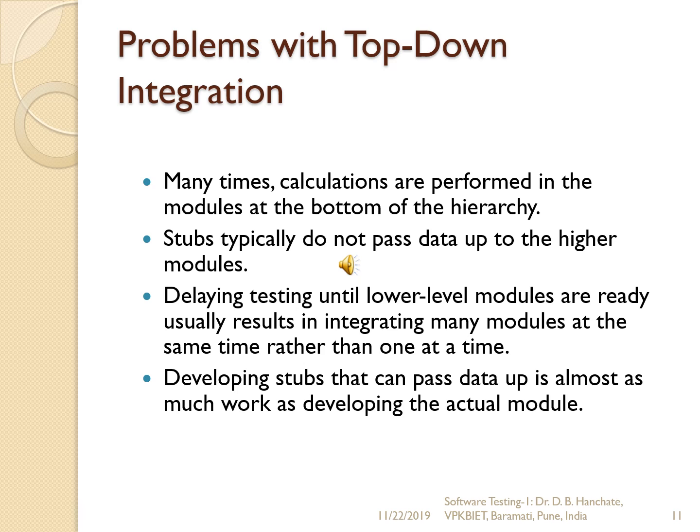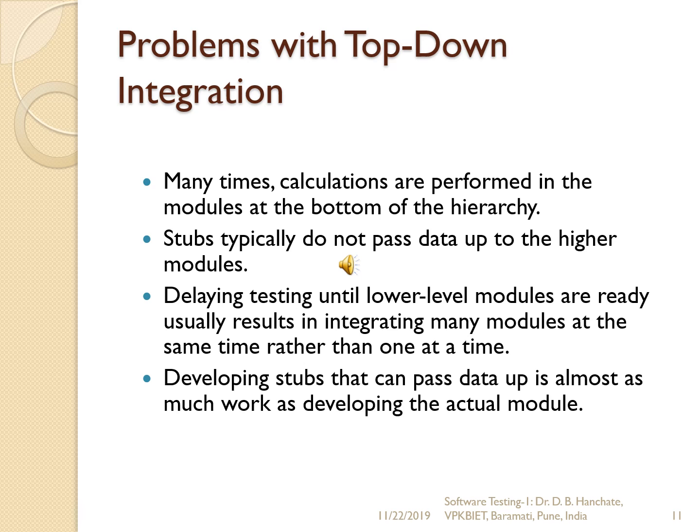Many times calculations are performed in the models at the bottom of the hierarchy. It may happen that you are making the calculations right from the bottom and then you go up to the top and do the calculations: how many errors are there, how many bugs are there, what is the depth of the errors, what are the risks of the errors. Stubs typically do not pass data up to the higher models. Stubs are not going to pass any data to the higher models.